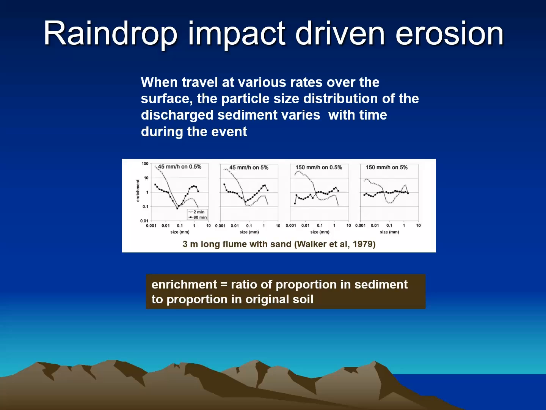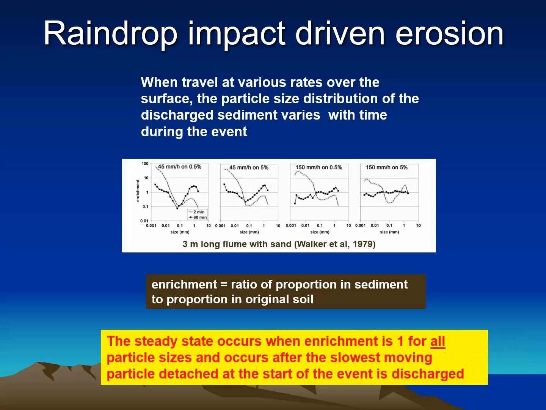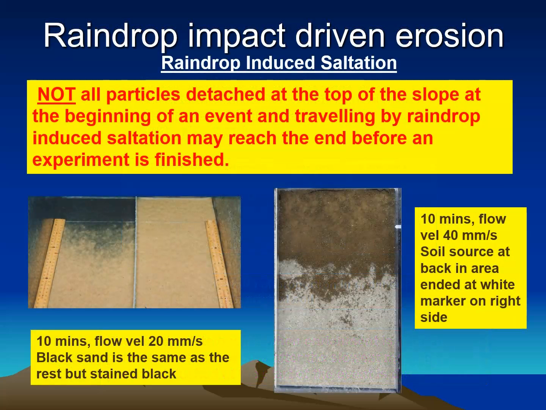Enrichment is the ratio of the proportion in the sediment to the proportion in the original soil. The steady state occurs when enrichment is 1 for all the particle sizes, and occurs after the slowest moving particle detached at the start of the event is discharged. Here are two examples where not all the particles detached at the top of the slope reach the bottom of the slope before the experiment is finished.